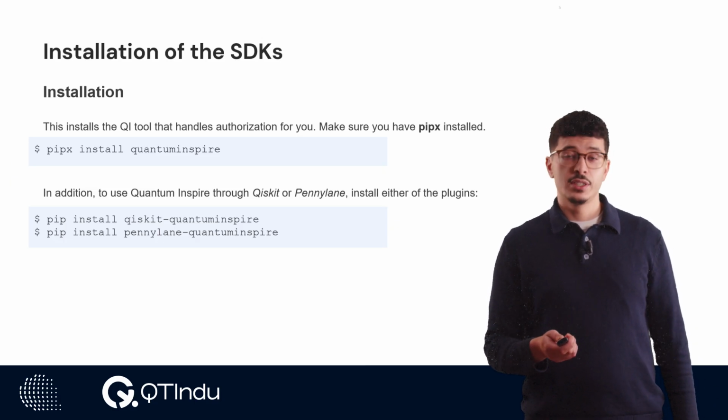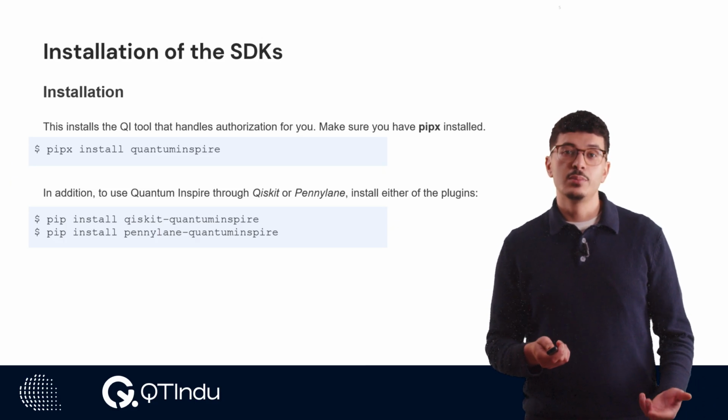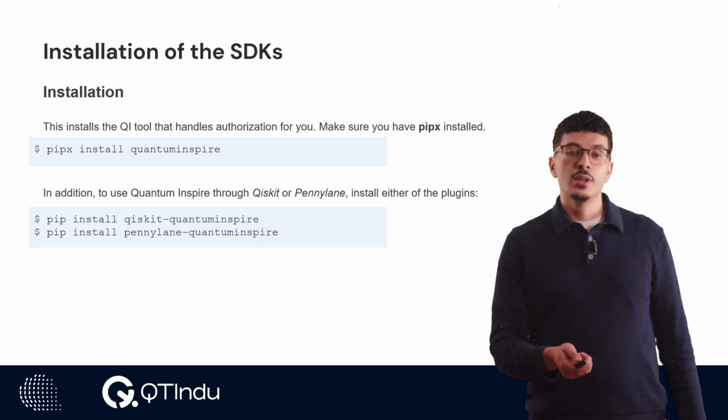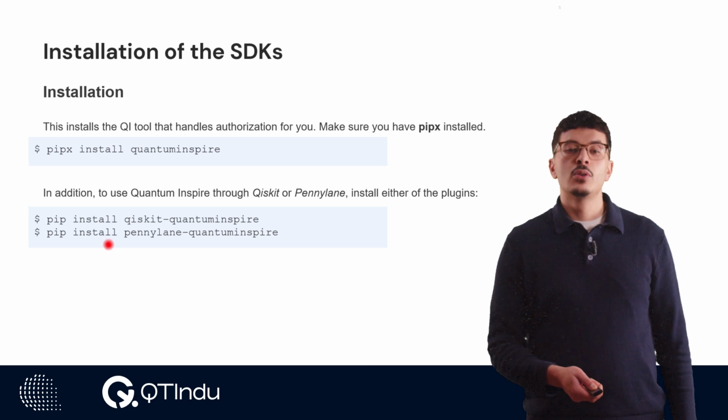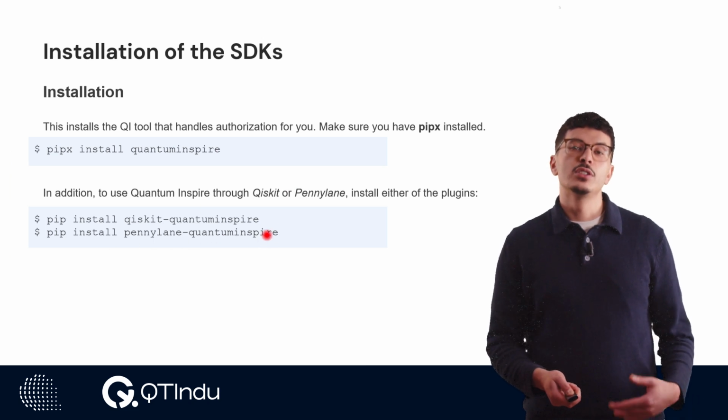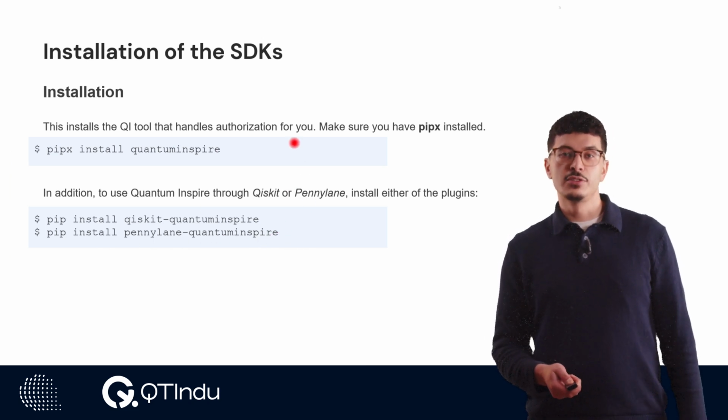In addition to this, if you want to use our PennyLane or Qiskit plugins, you would either have to pip install qiskit-quantum-inspire, which will also include Qiskit, or pip install pennylane-quantum-inspire, which will also include PennyLane, so you can get started out of the box.